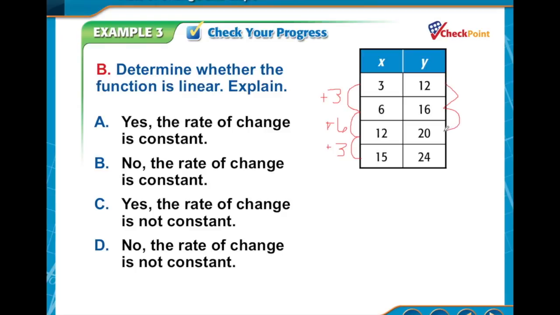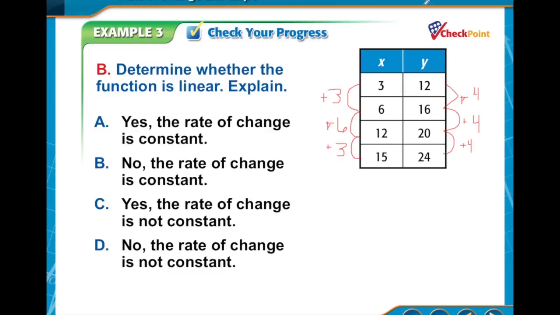Let's look at our y's. We see here an increase of 4, an increase of 4 again, and from 20 to 24, an increase of 4 one more time. So the y is always changing by the same amount, so that's okay. But notice here the x's change by 6, and they also change by 3. That's not always the same.